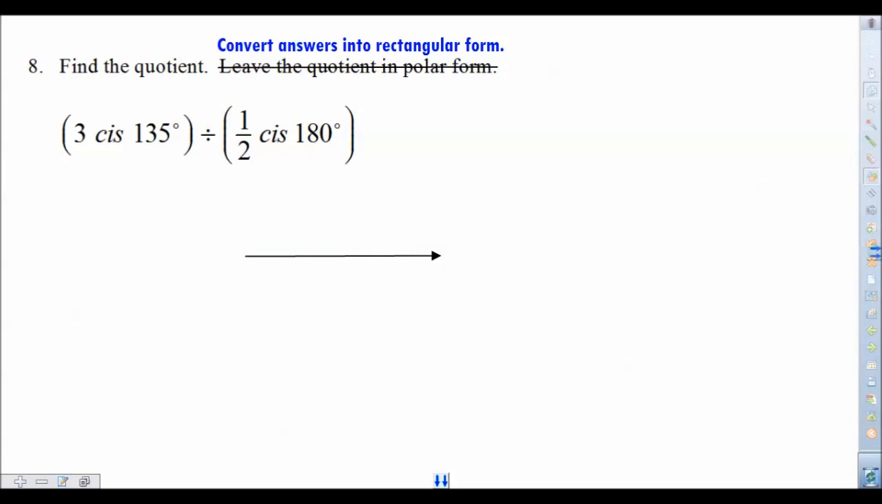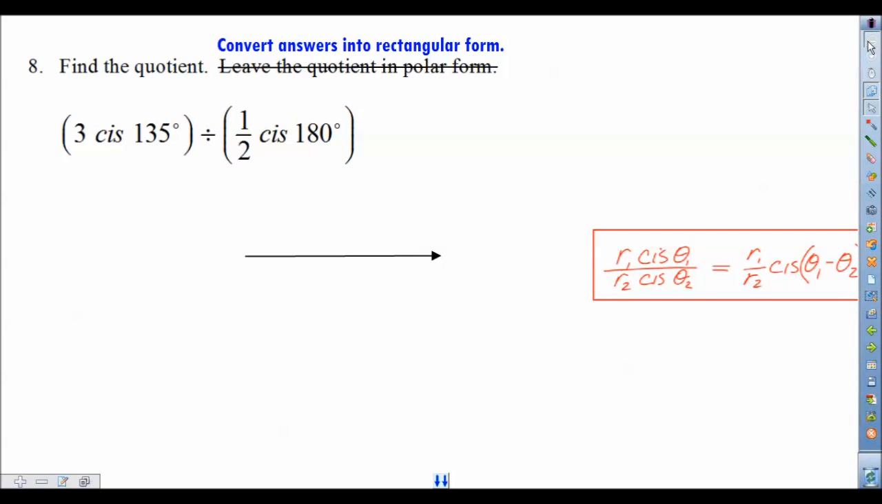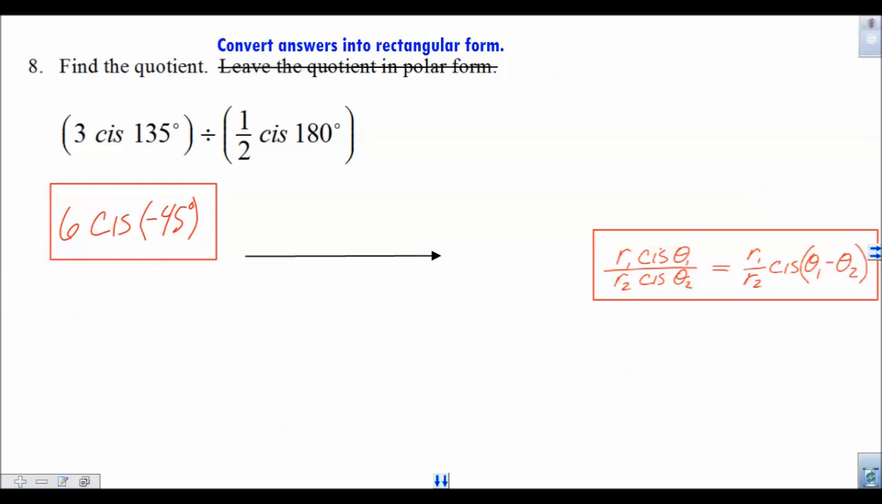Well, finding the quotient is a very similar concept. Instead of multiplying the r's, we're going to divide them. And instead of adding the thetas, we're going to subtract them. So what we're going to do here first, divide the r's, so 3 divided by a half should make 6. And 135 minus 180 would give us negative 45. You know what to do.